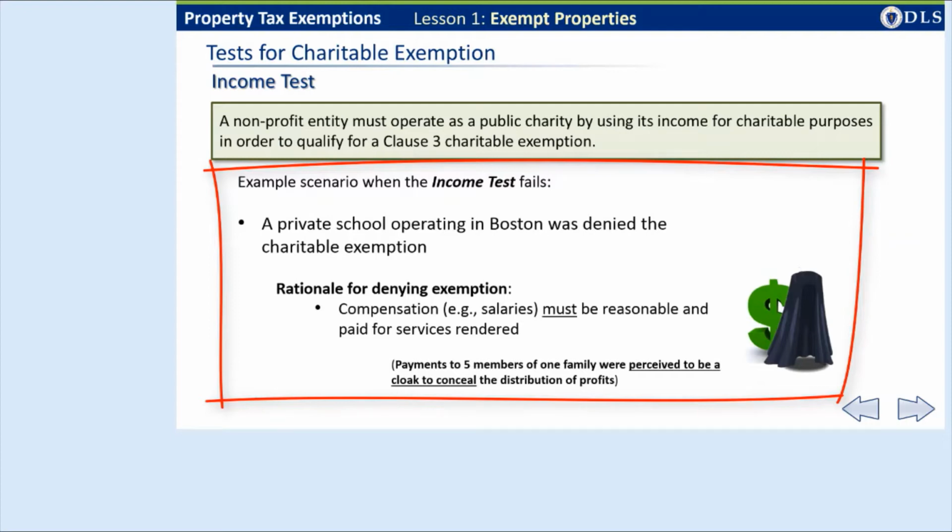While their presence on the payroll would not automatically defeat the exemption, in this particular case, the Supreme Judicial Court concluded that the salaries were not reasonable and not paid for services rendered. Instead, the court determined that the payments were a cloak to conceal the distribution of profits.